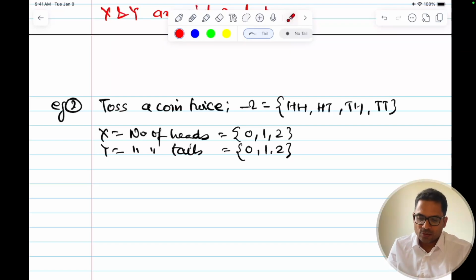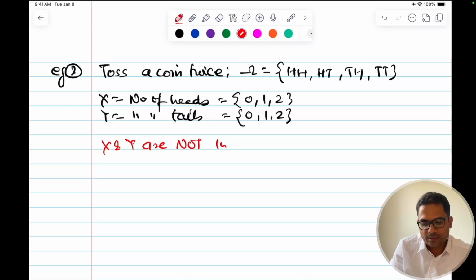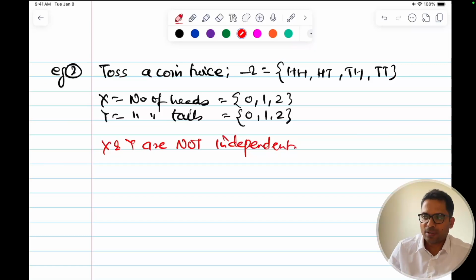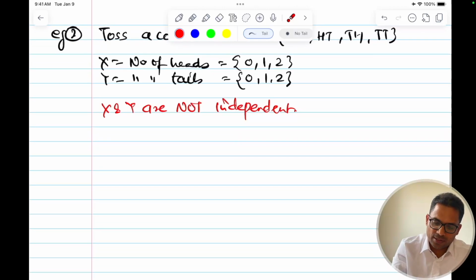Okay. Now, are X and Y independent here? If I know that I have got 0 heads, then can I tell that I have got 2 heads? So these two random variables are mutually exclusive. They are not independent. So X and Y are not independent. This is an intuitive example, then we'll apply the formula also. Simple examples, right?